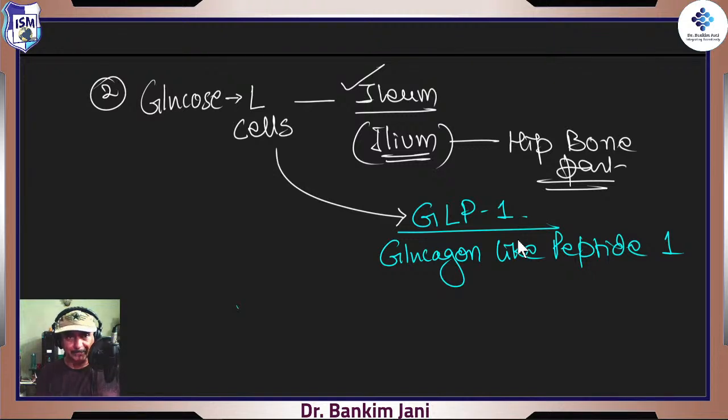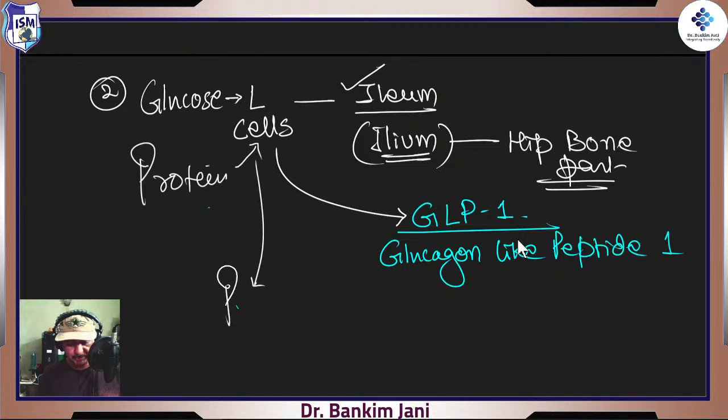And on top of it, protein, which was acting on I cells and releasing CCK, will also act on these L cells. And because it is protein, it will lead to formation of a peptide hormone called YY.